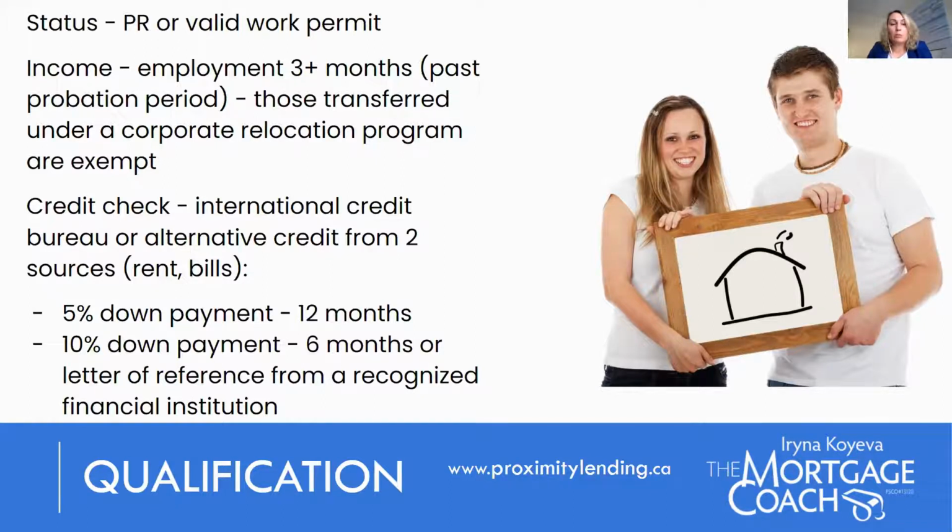For the New to Canada program, it's possible to use alternative credit confirmation from two sources. First is the rent that you're paying, and the second is bills that you pay, for hydro or your phone, for example. The confirmation will also depend on the down payment. If you put 5% down, you will need to provide 12 months of alternative credit confirmation. If you put 10% down, you can provide either a letter of reference from a recognized financial institution, your bank, or 6 months of alternative credit source.